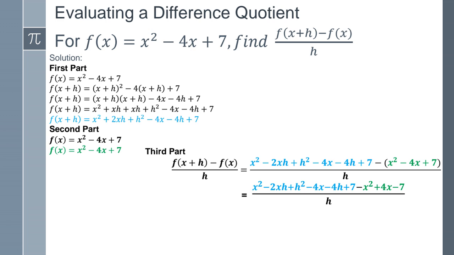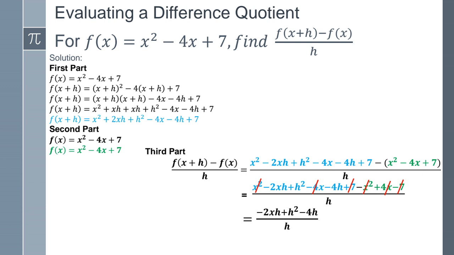Now, can I combine like terms? Let's see. The answer is yes. I have an x squared with a negative x squared. That's going to give me 0, or that cancels out. I have a negative 4x with a positive 4x. When I combine those two terms, that gives me 0, or that cancels out. And then I have a plus 7 with a minus 7. Combining those two like terms is going to give me 0, or again, this cancels out. And I grab whatever is left over. So what I have left over is minus 2xh plus h squared minus 4h.